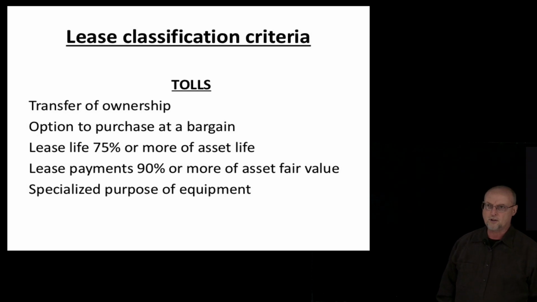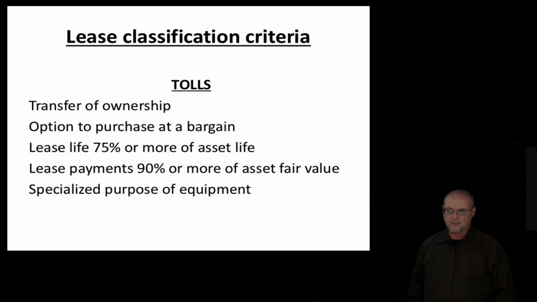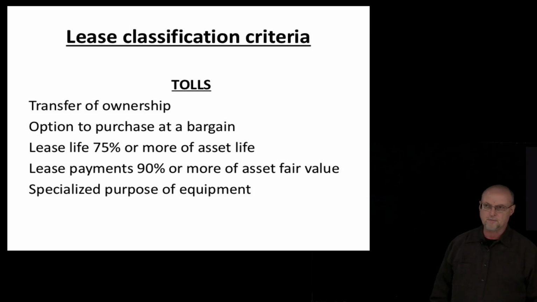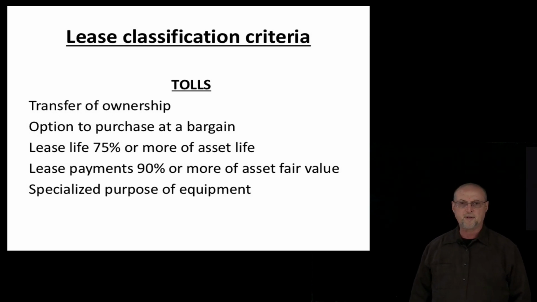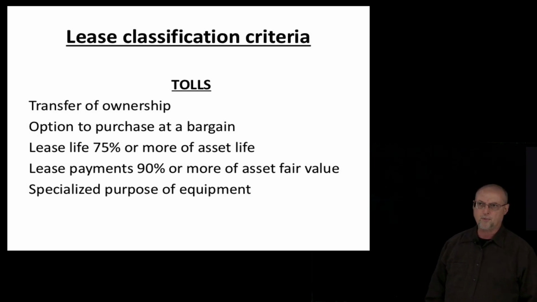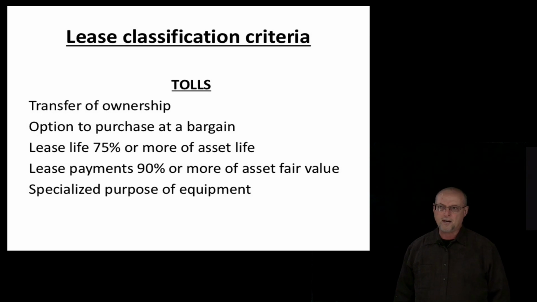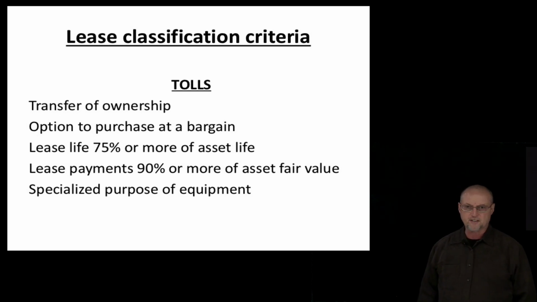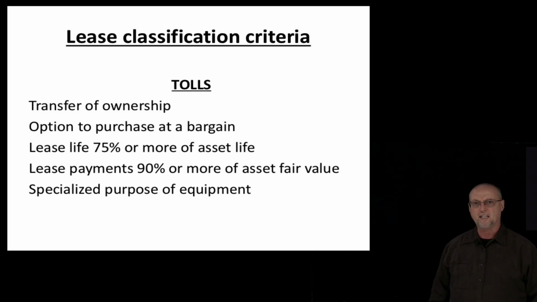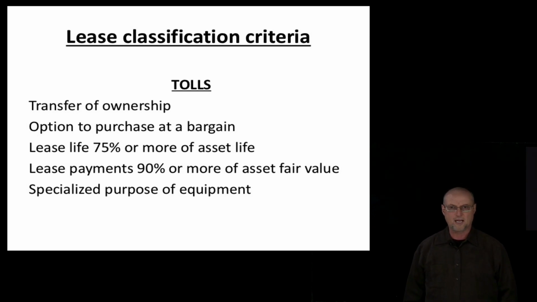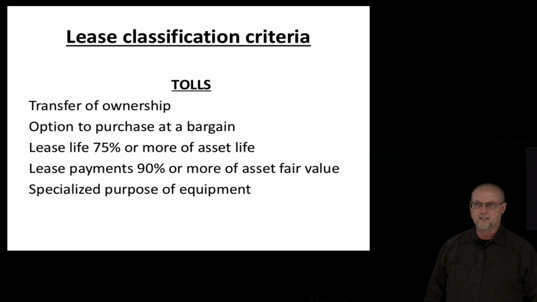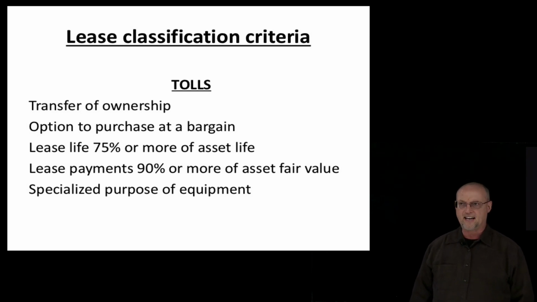Now, in order to determine the lease classification, there are 5 items or criteria that have to be evaluated. And this is very important. If any one of these 5 criteria are met, then for the lessee it is a financing lease, and for the lessor it is a sales type lease. In order for it to be an operating lease, it has to fail all 5 tests.